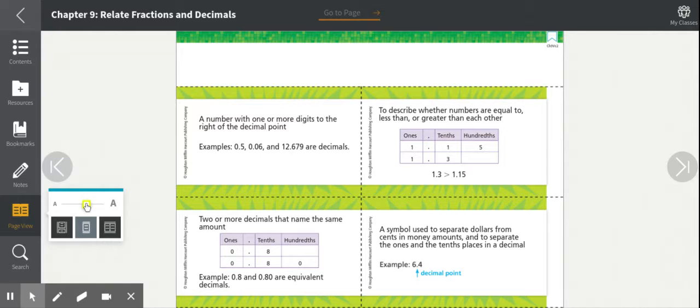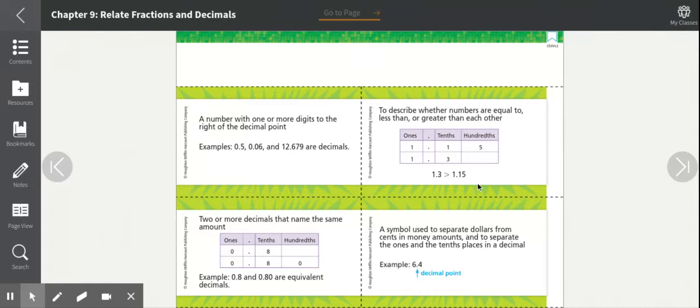Okay, so let's take a look at these ones here first. A number with one or more digits to the right of the decimal point is a decimal. And here are some examples of decimals. So it's not quite a whole number yet, okay? These are all decimals. This one actually would be 12 wholes and then some decimals, but we're going to talk about how they relate to each other with fractions.